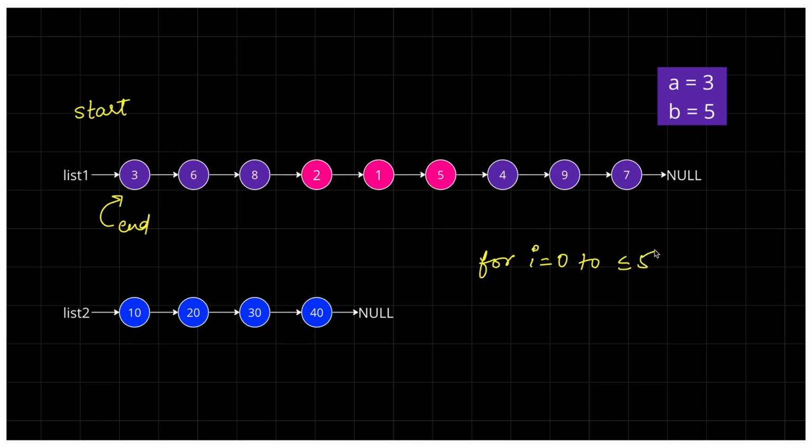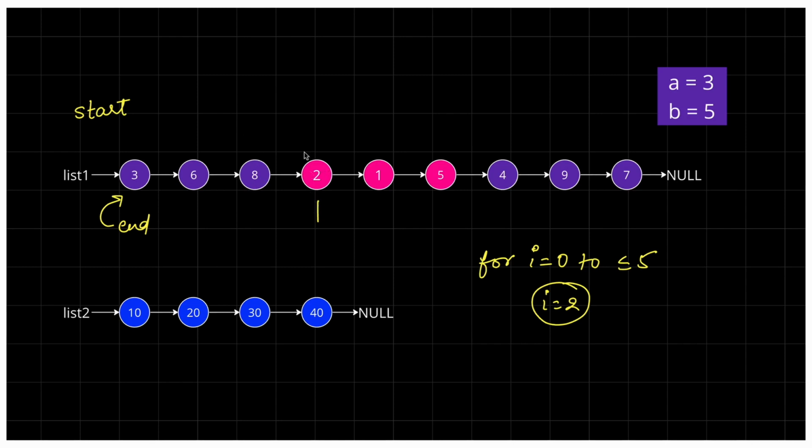And as soon as my i matches 2, I will stop, right? Why would I stop at i equals 2? Let me make it clear. If you are here, to connect this remaining linked list with list 2, we need the pointer which is behind this 3. That is why, rather than stopping at index number 3, I will stop one index prior to that. To connect this list, I need one previous pointer, okay?